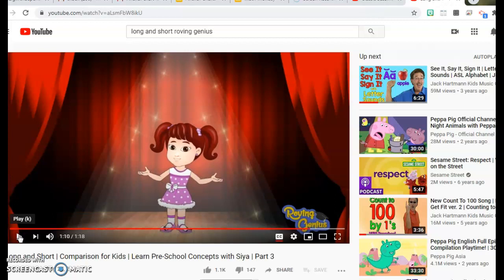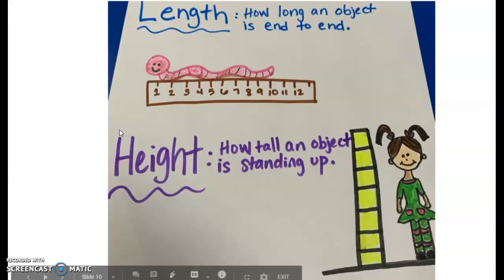Okay, so that's the next thing we are going to talk about. This one was long and short. Now the next two words we're going to talk about, let me go back to the picture. The video we just saw talked about length, and it talked about long and short. So now we're going to talk about height. Height is how tall an object is standing up. And for that, we call them tall if they're very big, and short if they're short.